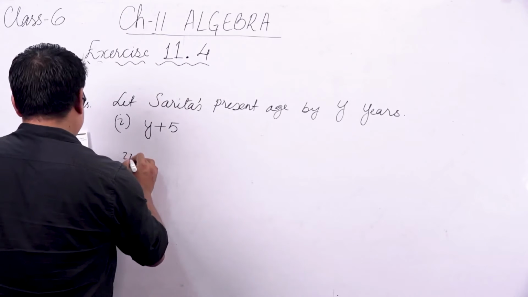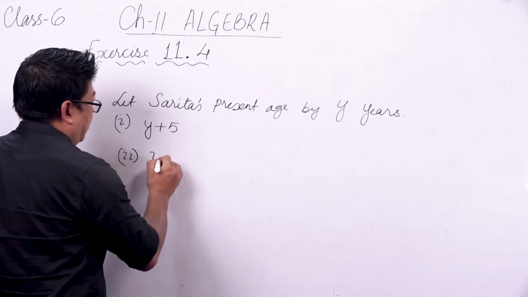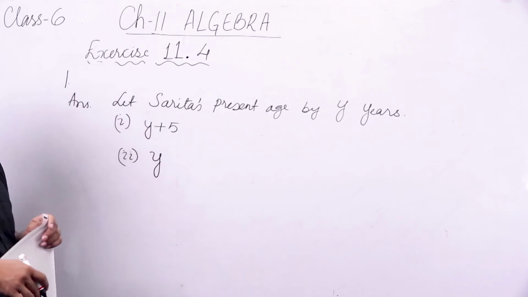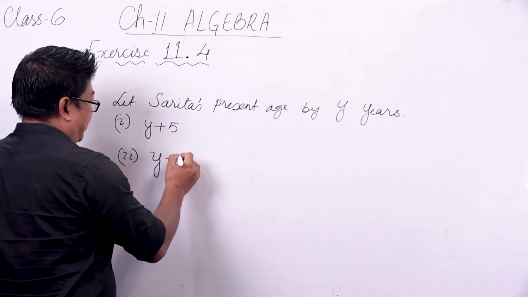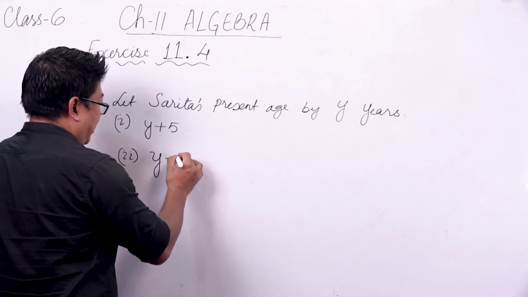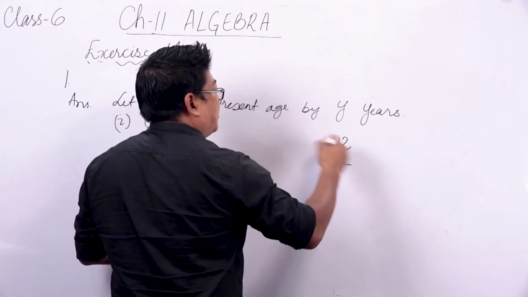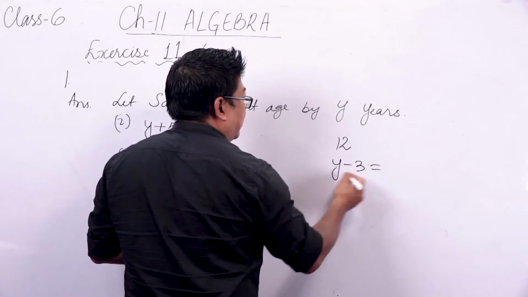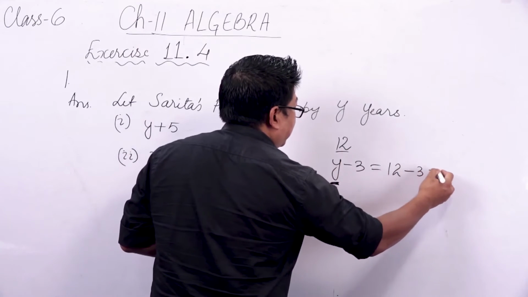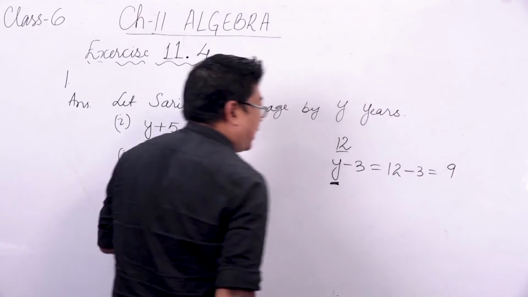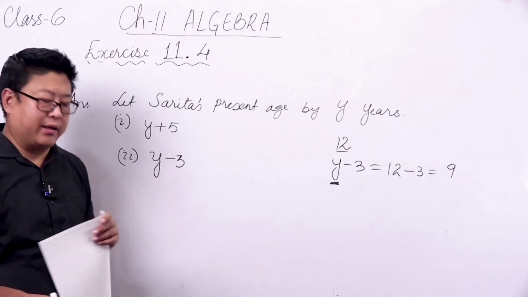Let's look at the next question. What was her age 3 years back? Now her age at present is y. And 3 years back means to find the previous age, you subtract 3. That means if she is 12 now, to find the age 3 years back, in place of y you put 12. 12 minus 3 is equal to 9. So she was 9 years old 3 years back. Okay?